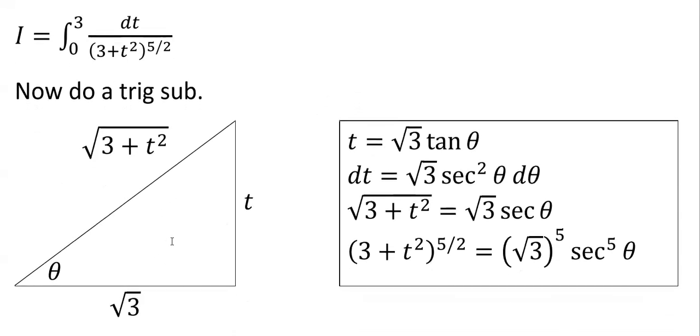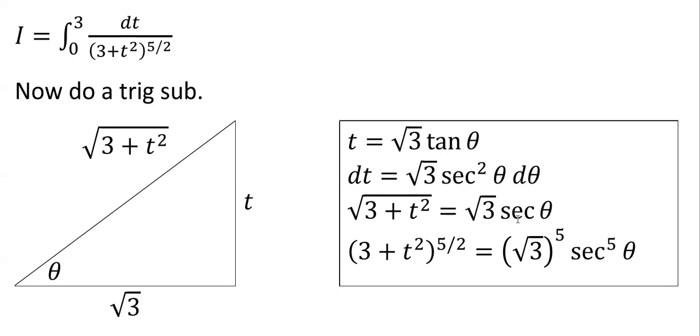If you're not familiar with how to set up a triangle, I would recommend watching my crash course in trig sub video. Not going to go over the details here, but this would be the triangle you would get once you set it up. Now we need to substitute everything in this integrand in terms of theta. t over square root 3 is tangent theta, so square root 3 tangent theta is t. dt is square root 3 secant squared theta d theta as a result. We could also substitute this term over here: square root of (3 plus t squared) is square root of 3 secant theta.